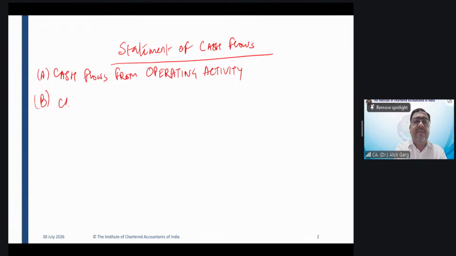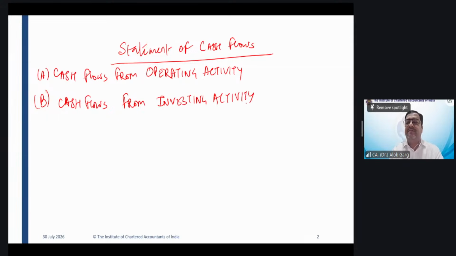The second one is cash flows from investing activity. Friends, this investing activity is not related to the day-to-day operations, day-to-day running of the business. This investing activity relates to investment of the surplus funds and long-term assets in the business. Okay, investment and the proceeds from sale of long-term funds, long-term investments and the long-term assets of the company. For example, purchase of property, plant and equipment, purchase of intangible asset, right? Whether it is part of investing activity or operating activity.